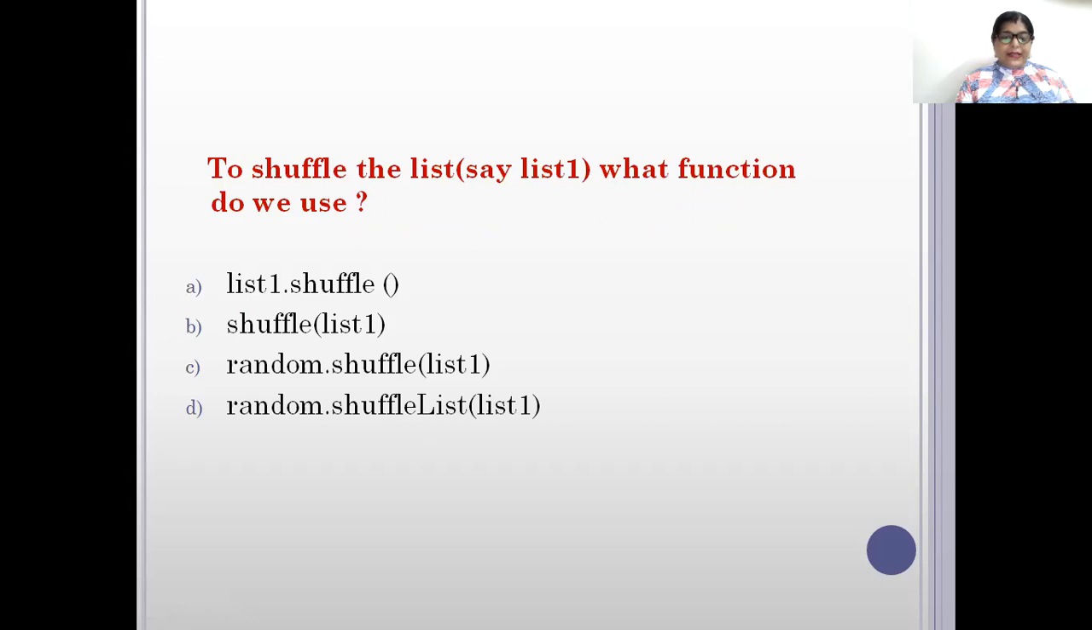Okay, to shuffle the list, say list1, what function is to be used? For shuffling something, we always know we have a random function. So by default, we move to the C and D options here. Random shuffle. So why are they writing shuffle list here? There is no word shuffle list. There is only shuffle, and in the argument we put list1. So this is to be C.